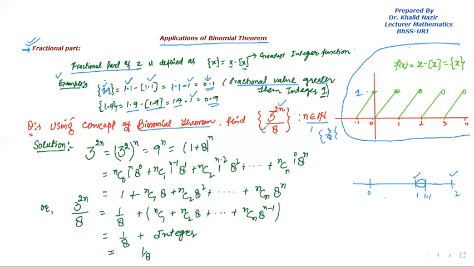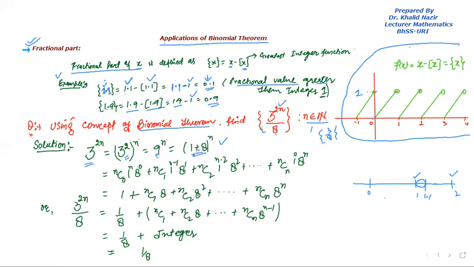Now I have to calculate the fractional part of 3 raised to the power 2n divided by 8. Let's consider 3 raised to the power 2n first. It can be written as 3 raised to the power 2 into n. 3 raised to the power 2 is 9, so it is 9 raised to the power n. And 9 can be written as 1 plus 8. This is a good representation. You first put 1 and then 8, right? Now why have I put 1 first?